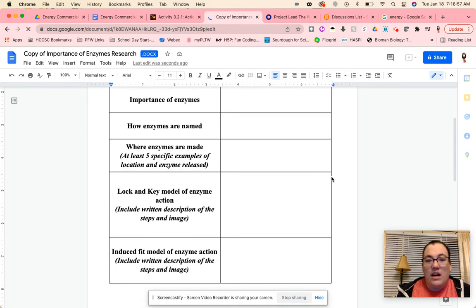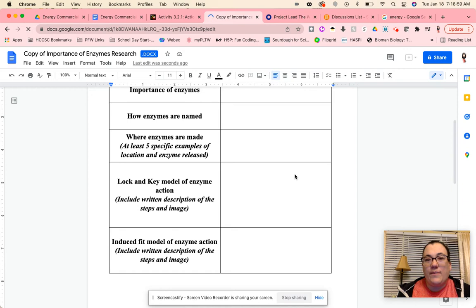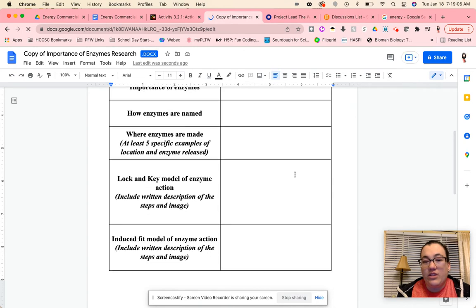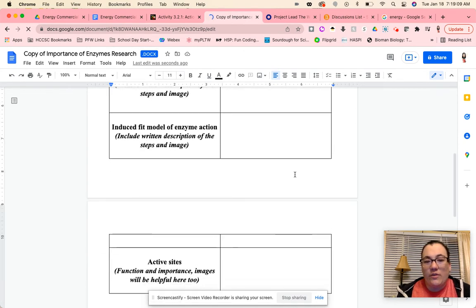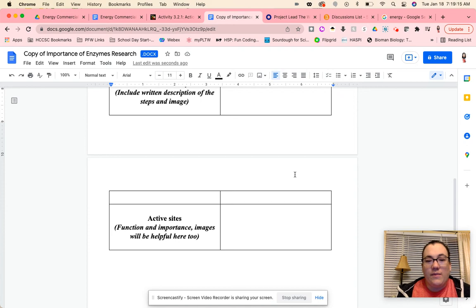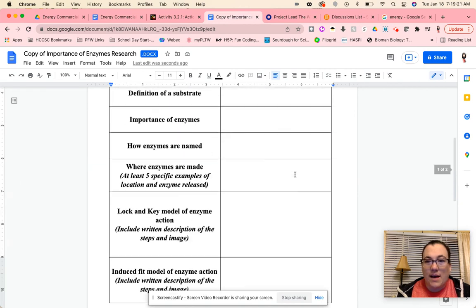Then describe the lock and key model for enzyme action and include a written description and an image. Then describe the induced fit model for enzyme action, same thing, written description and an image. Finally, tell me what the active site is, the function, importance, and also any images if that is applicable.